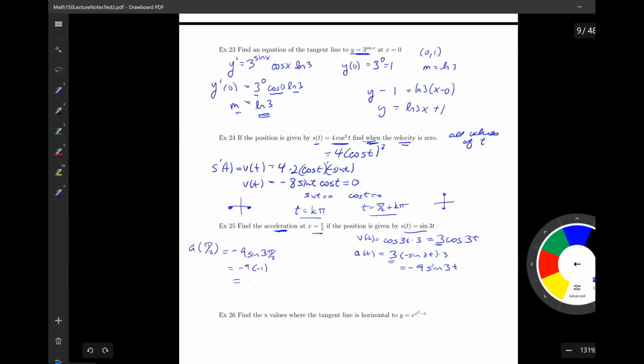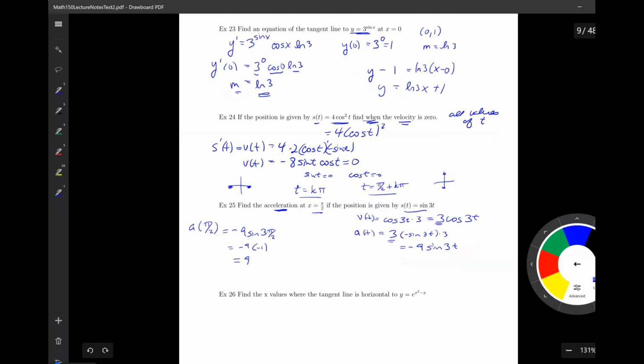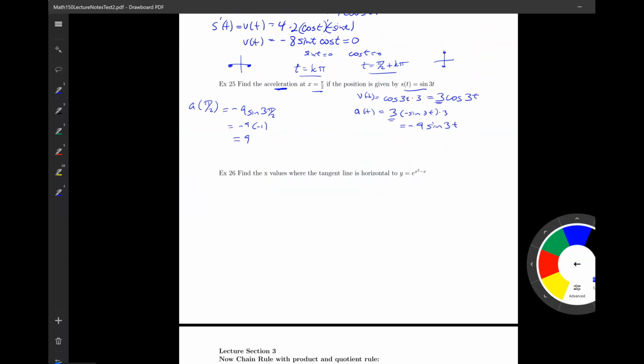All right, so I need to find the x values where the tangent line is horizontal to this function. That means I want to find out when the tangent line has slope 0. So let's find the derivative. Derivative of e to the stuff is e to the stuff times the derivative of stuff. And then you could think of it as times ln of e, which is 1.